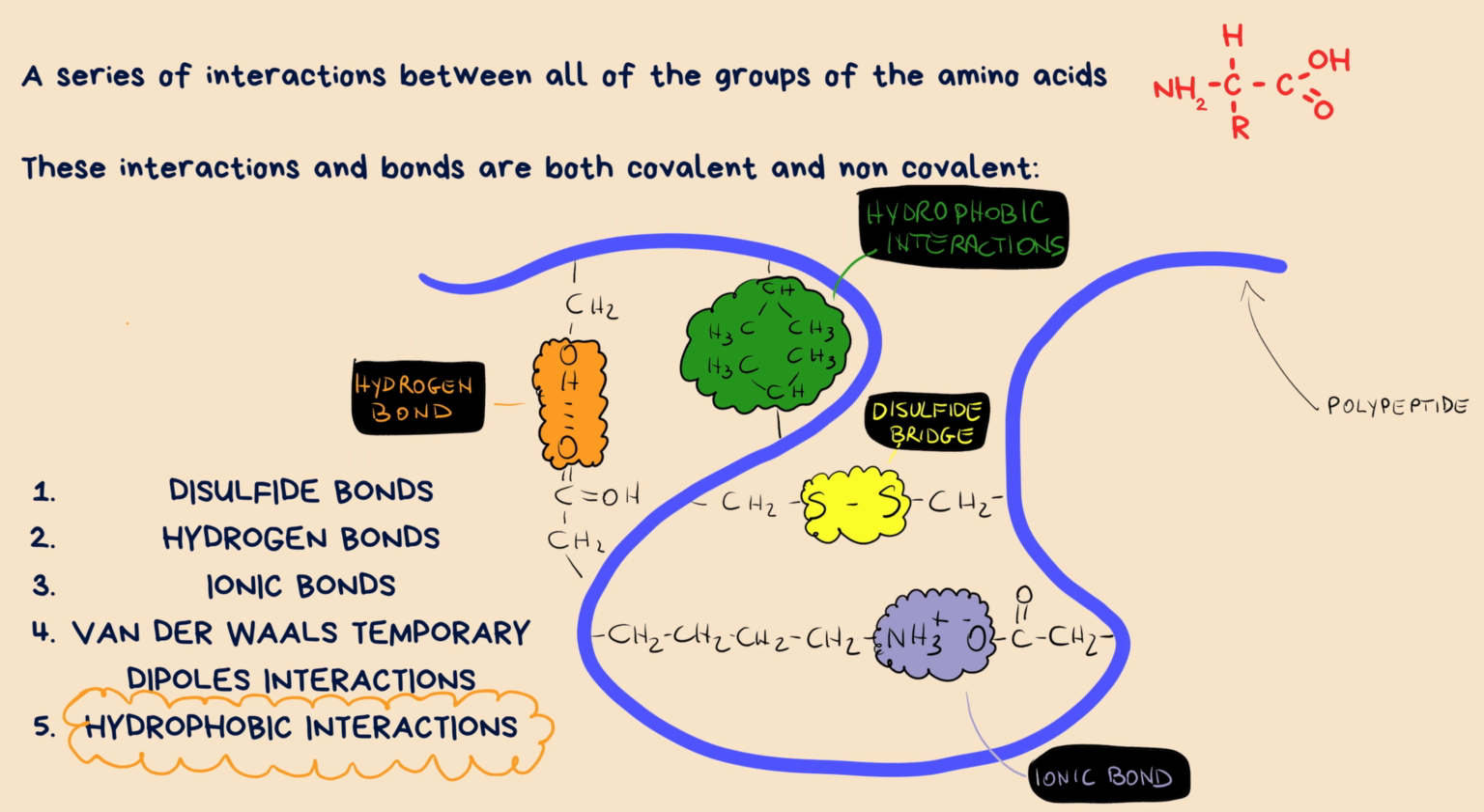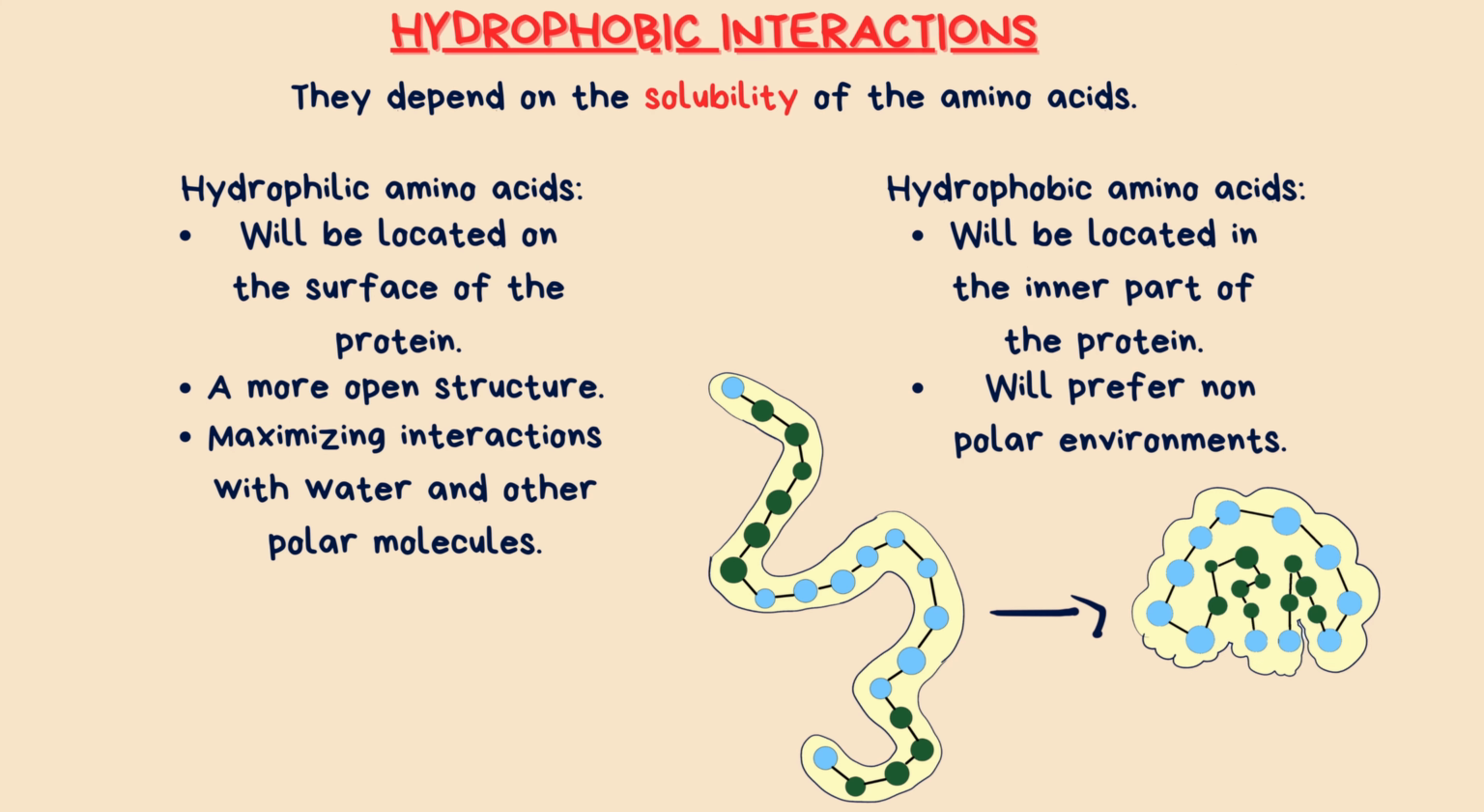Finally, we have hydrophobic interactions. These depend on the solubility of the amino acids. The R groups of amino acids can be either polar or nonpolar, meaning they can be hydrophilic, they will love water, or hydrophobic, they will hate water. Hydrophilic amino acids will tend to locate themselves towards the surface of the protein.